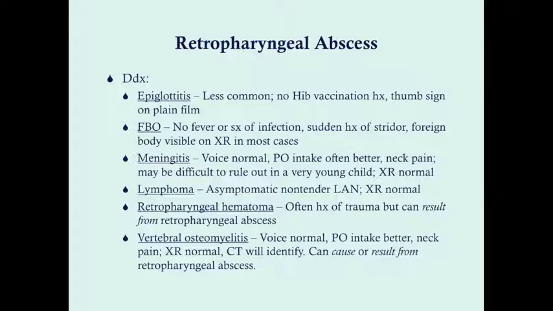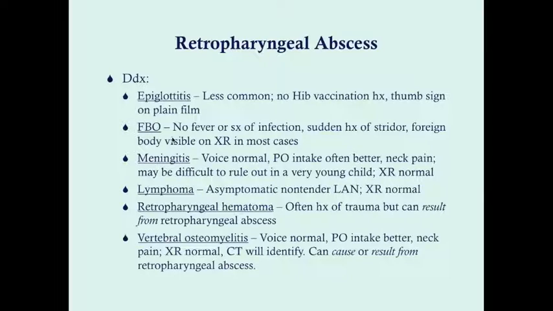Also, the very first step we're going to do looking for retropharyngeal abscess as far as radiology is concerned is going to be a plain film x-ray. So look for the thumb sign. The thumb sign will be present in epiglottitis. You just look for the epiglottis, you'll see that it's big, and then you can diagnose epiglottitis. This will not be present in the retropharyngeal abscess.